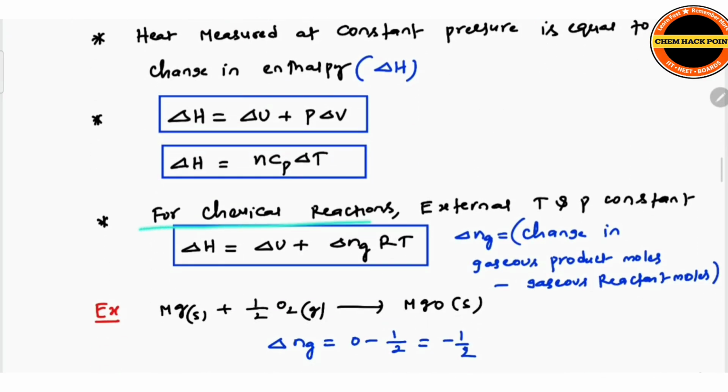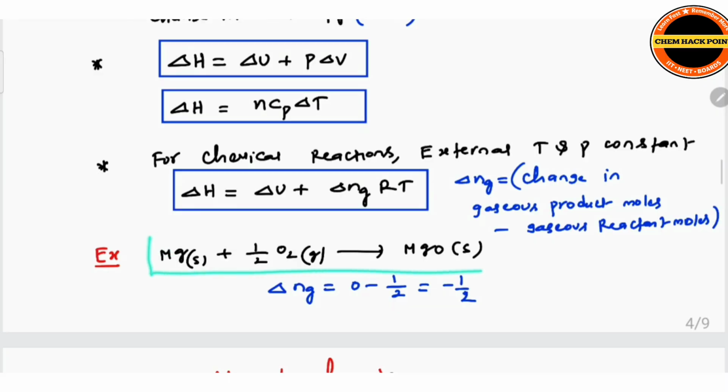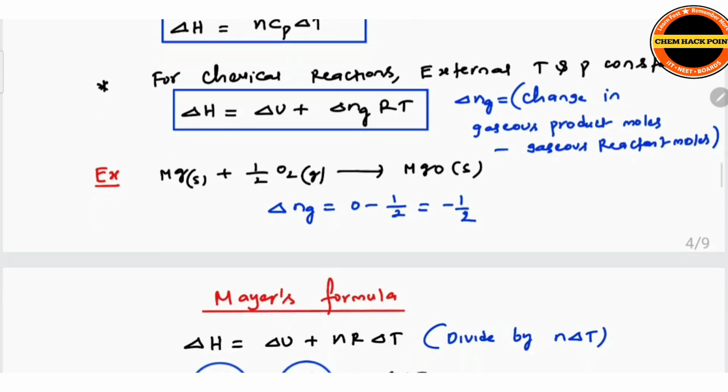Okay, so for chemical reactions, if you consider external temperature and pressure constant, delta H is equal to delta U plus delta Ng RT. Only the number of moles is changing. Delta Ng is the change in gaseous product moles minus the change in gaseous reactant moles. For example, see, if this reaction is given, how do we calculate delta Ng? Any gaseous product here? No gaseous product. Left hand side, no need to consider. Only half. So 0 minus 1 by 2 is delta Ng here.